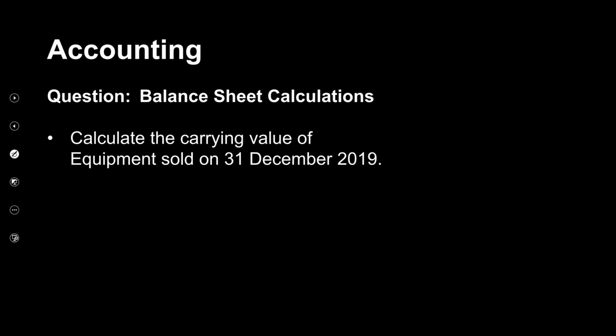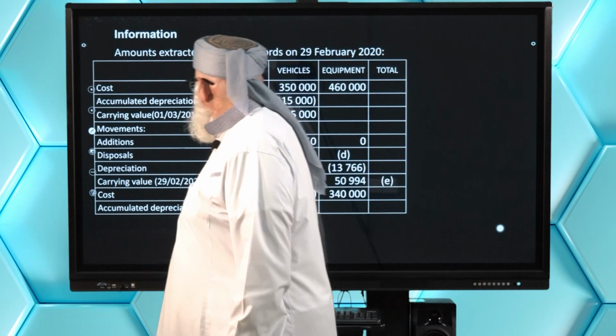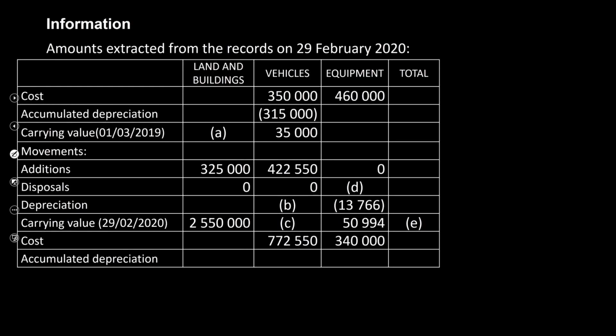Calculate the carrying value of the equipment that was sold on the 31st of December 2019. Let's look at the information that we have. Firstly, you can see that your equipment on hand at the beginning of the year, the cost price was 460,000, and the cost price at the end of the year is 340,000. You know for a fact that there was no equipment bought because you are told that that's a zero.